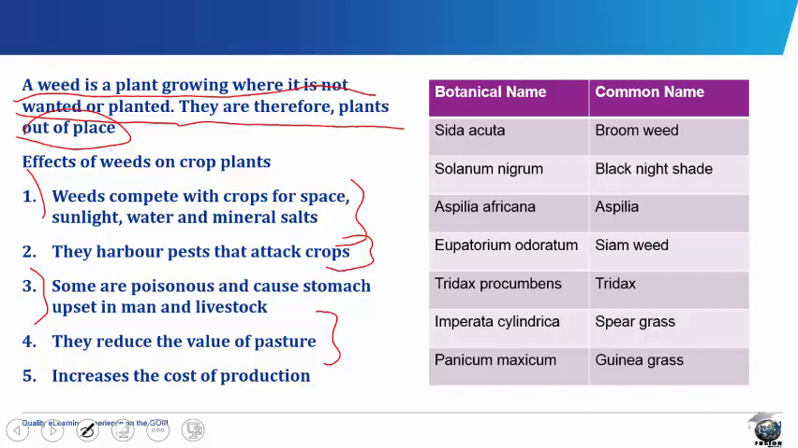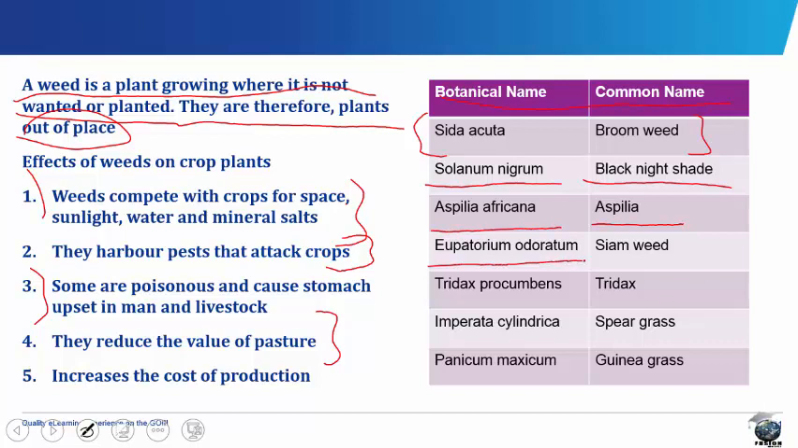There are different weeds and their botanical names. It is necessary that we know their botanical names and their common names. Cedar acuta has its common name to be the broomweed. The black nightshade has its botanical name to be the Solanum nigrum. The Aspelia has its botanical name as the Aspelia africana.